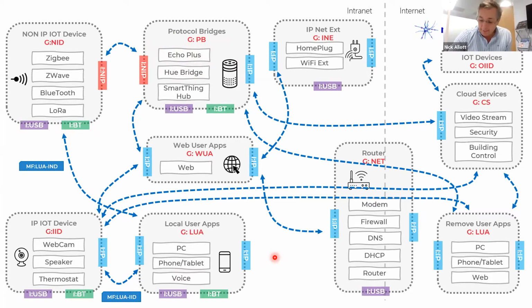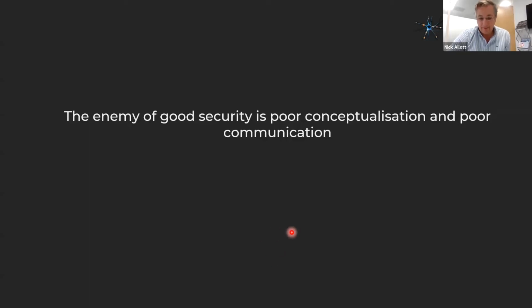So the reason we've spent a long time developing this, and again, I'm not going to pretend it's perfect, but it's our current best efforts, is that the enemy of good security is A, poor conceptualization, and B, which then obviously leads to poor communication. The crisper we can get this in terms of understanding and also being able to communicate it, the better and the more effective our mitigations will be.